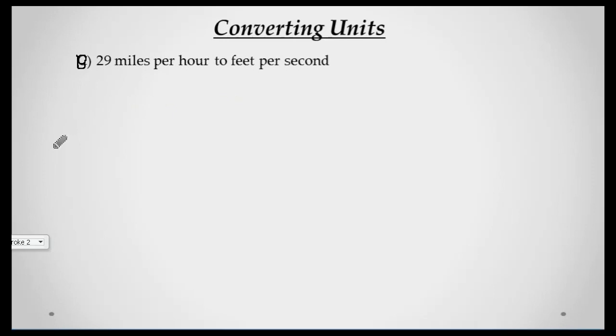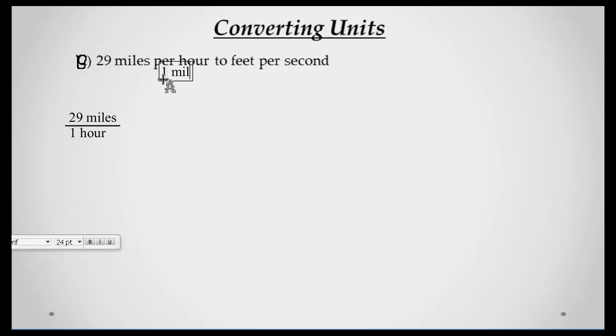So to start, I'm going to set this up the same way, but it's going to look a little bit different than the last one. So we're going to have 29 miles per hour. So when I go to set this ratio up, I'm going to have 29 miles over 1 hour. So 29 miles per hour, and I need to go to feet per second. So we are going to need to use our conversion, and we're actually going to use the same one that we just did. So I figured we would stick with miles since we just went over that.